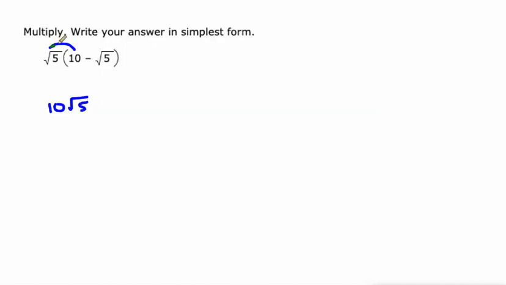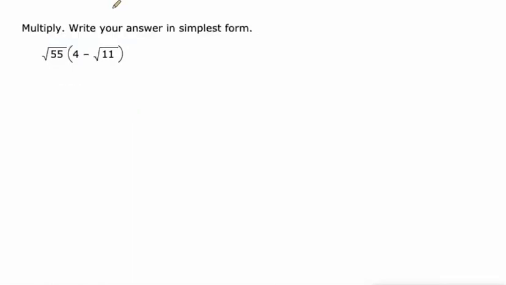And then here you're best served with a little mental math. Square root of 5 times square root of 5 is square root of 25, or just 5. So 10 times the square root of 5 minus 5. And there's nothing we can do with that. Remember, to add or subtract, you've got to have the same square root sign attached.